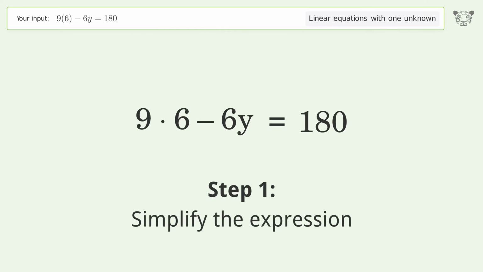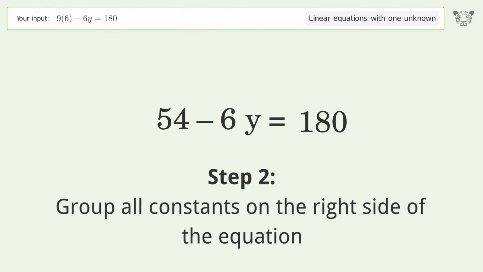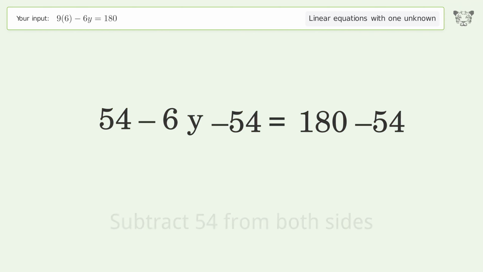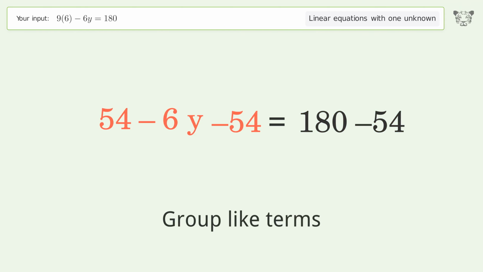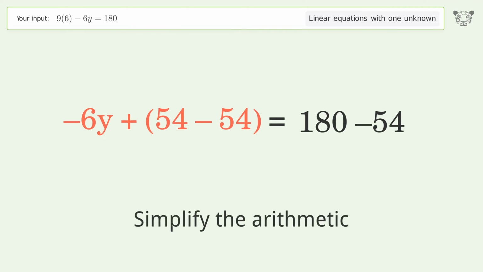Simplify the expression. Group all constants on the right side of the equation. Subtract 54 from both sides. Group like terms. Simplify the arithmetic.